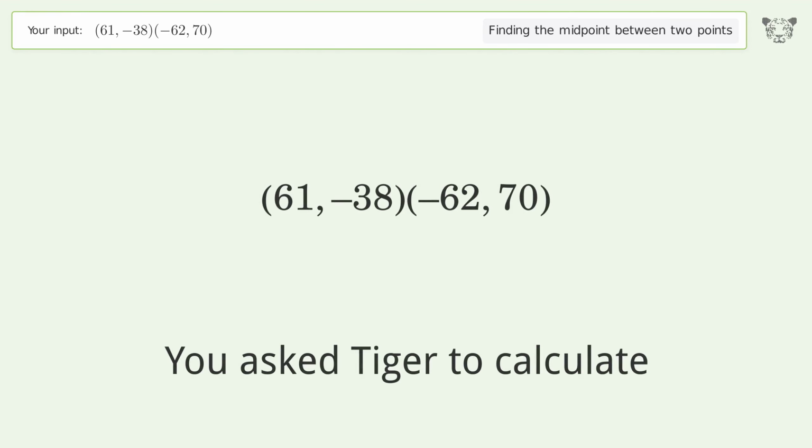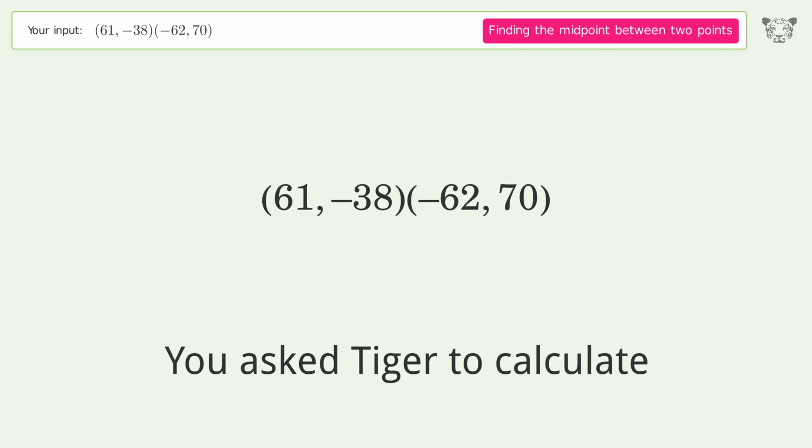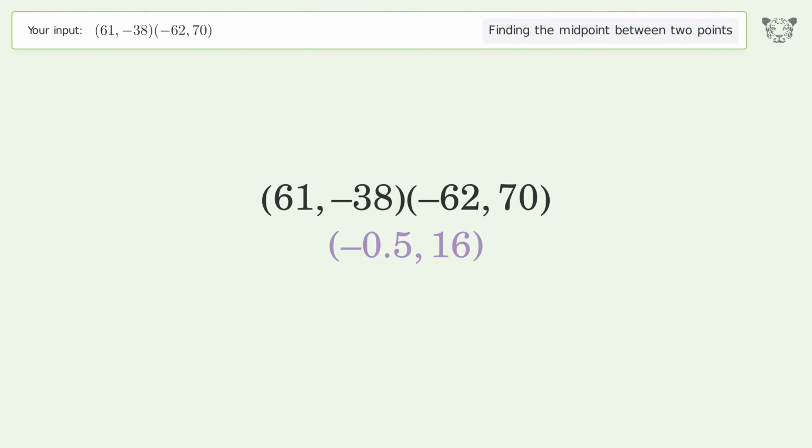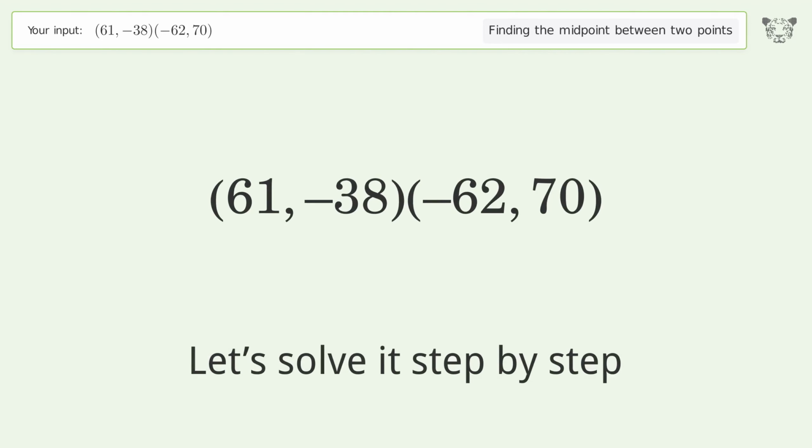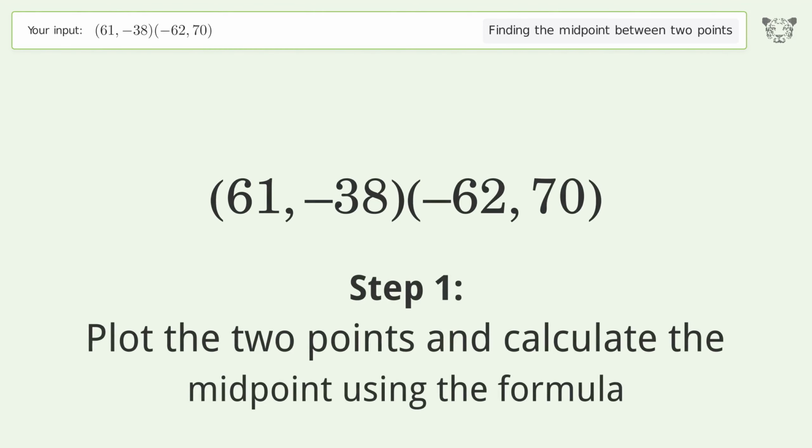You ask Tiger to calculate. This deals with finding the midpoint between 2 points. The midpoint between the 2 points is negative 0.5, 16. Let's solve it step by step. Plot the 2 points and calculate the midpoint using the formula.